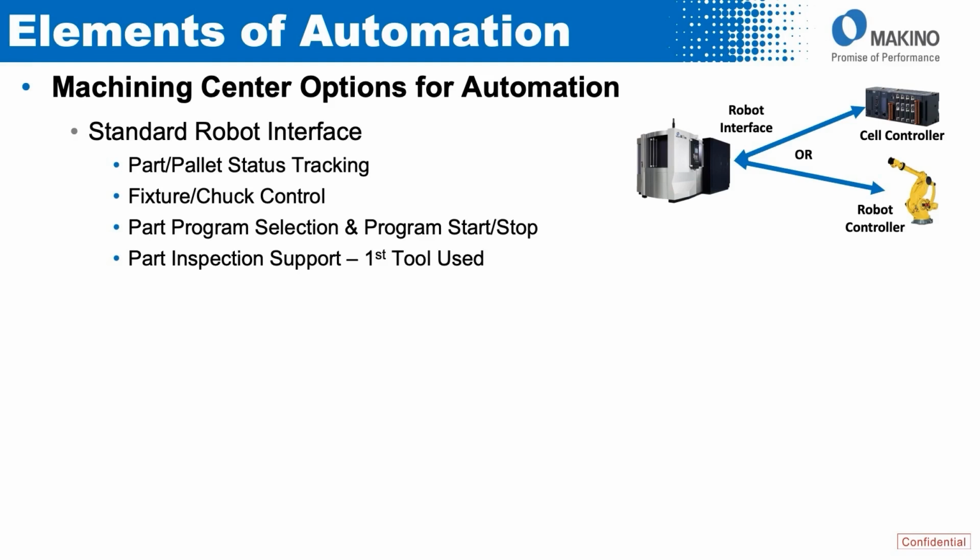So at Makino, we have developed some standard robot interface platforms based off the particular needs of the automation. A couple of features of our robot interface have to do with pallet and parts status tracking. We want to know the status of the parts and the pallets that are in the machine. So when we load a part or a pallet in the machine, we know what part number that is, maybe what part type, what program we have to run. That's all stuff that we want to make sure we handle within the machining center.